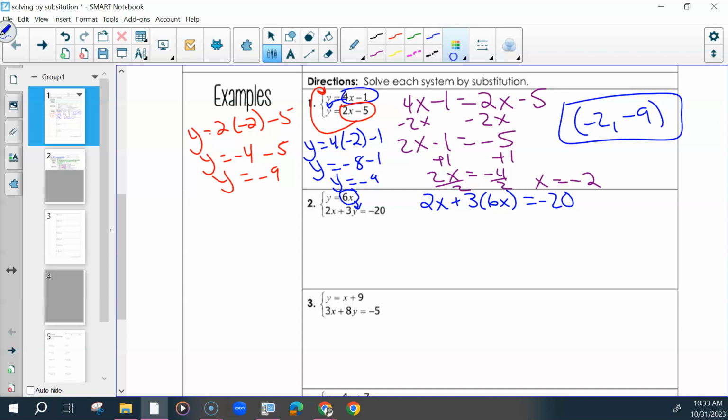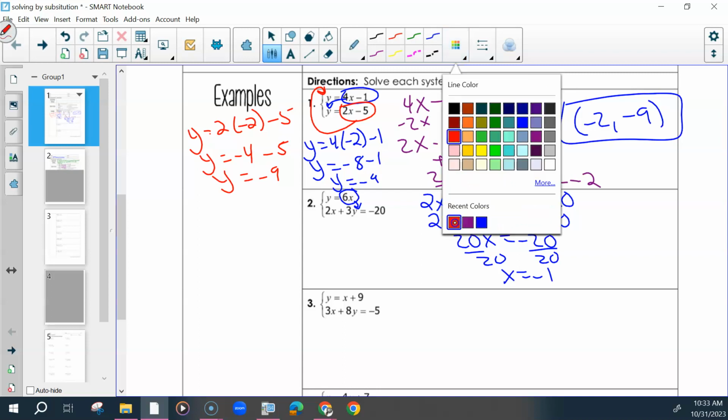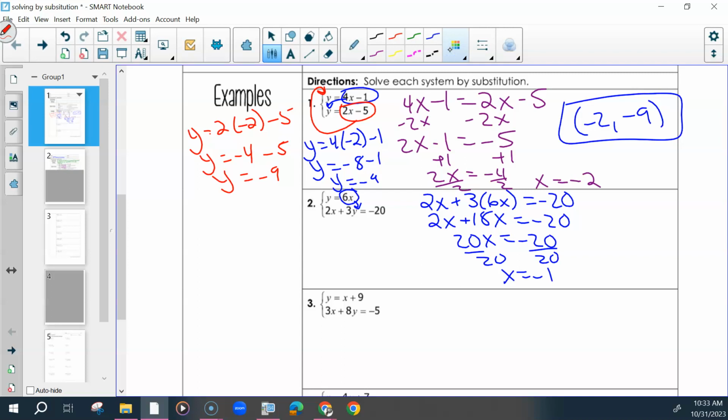And then we can solve this just like a normal problem. Multiply, combine your like terms, and divide both sides. Again, we only have x, we need to go back and find y. You, again, have a choice. You can put this back into either one, but I would say use the one that's already solved for y. It would make your life easier.